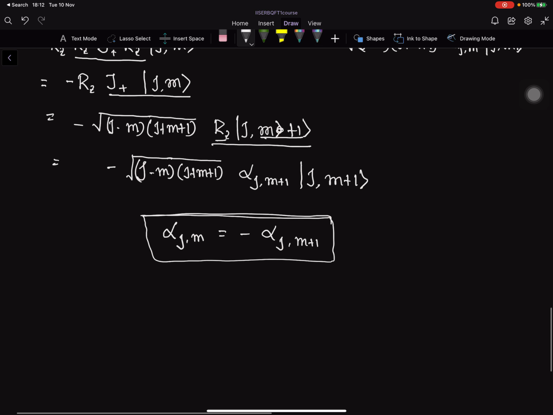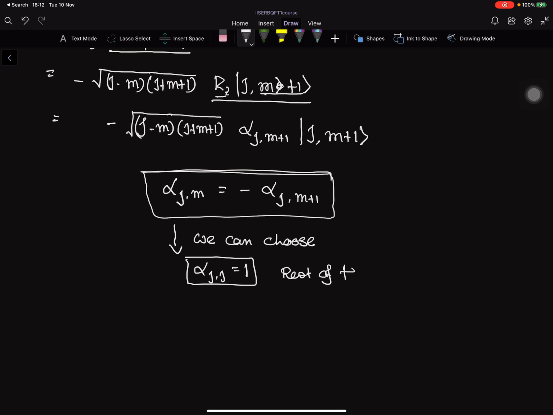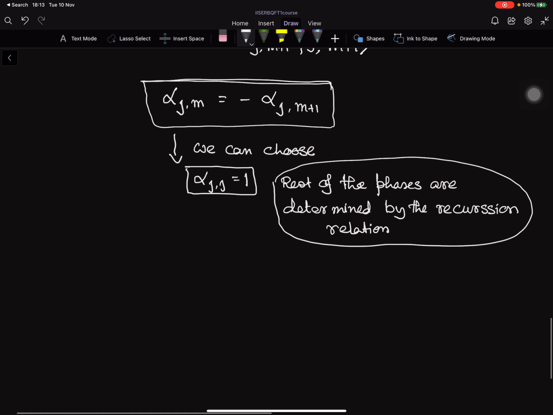Okay, so this determines all the phases. For example, we can choose alpha_jj to be 1, and then the rest of the phases are determined by the recursion relation. Okay, so this is an important thing.